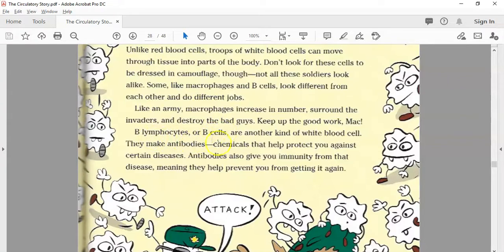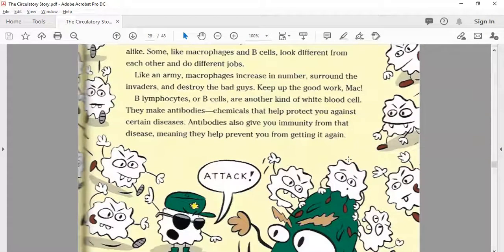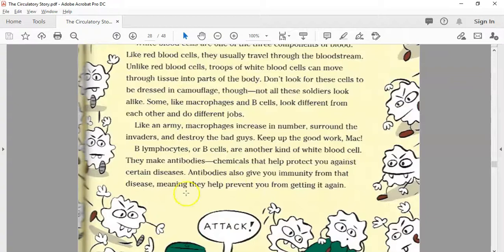B lymphocytes or B cells are another kind of white blood cells. They make antibodies, chemicals that help protect you against certain diseases. Antibodies also give you immunity from that disease, meaning they help prevent you from getting it again. So boys and girls, what helps your body? What protects it? So little white blood cells or B cells or B lymphocytes, they help your body. Remember, they make antibodies. And what does that mean?